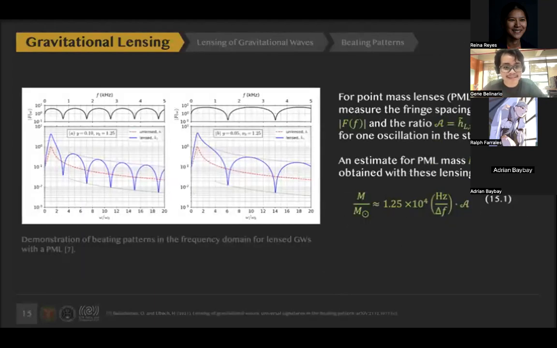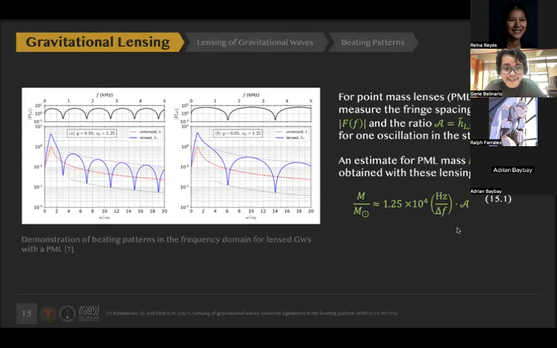Well, for point mass lenses, or PMLs, we will see the following beating patterns in the frequency domain of our signal. So here, you can see these beating patterns in the strain as the signature for lensed gravitational waves. And again, for point mass lenses, if you try to observe the magnitude of your amplification factor, you would see spacings in the frequency. We call them the fringe spacing. And from the strain data in the frequency domain, we can identify these oscillations and select, say, in one oscillation, one maximum value and a minimum value.